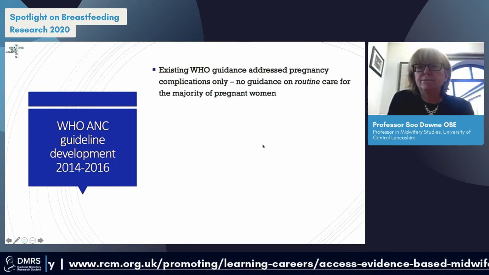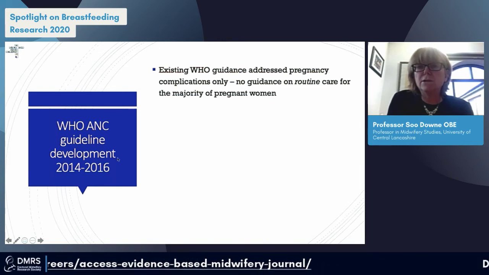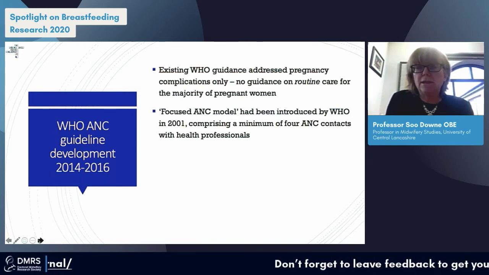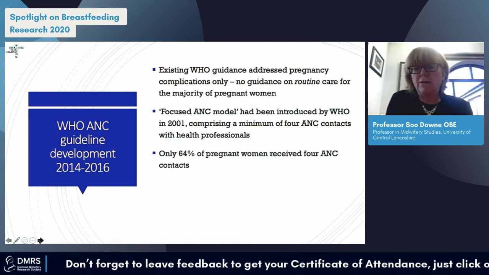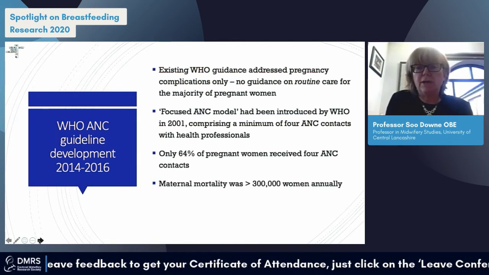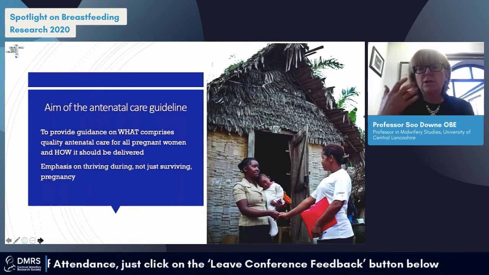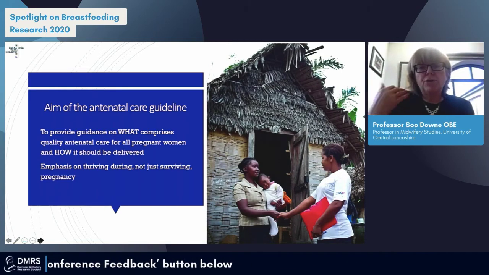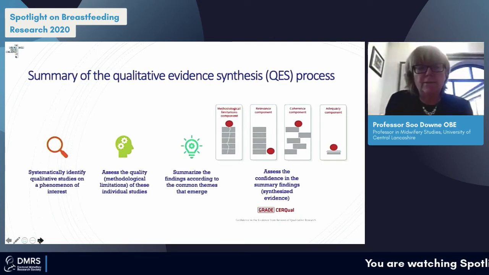So the antenatal care guideline, as I said, the existing guidance was only really on complications, with no guidance on the routine care of healthy women and babies. They'd introduced the focused antenatal care model. Four antenatal contacts was advised, but only just over half of women had that. Maternal mortality was obviously very high, and guidance needed to be applicable to many contexts. So the aim was to say, okay, what do healthy pregnant women need in their normal care to allow them to thrive, not just survive in pregnancy? And again, that notion of survive, thrive, transform was beginning to get into the ether.